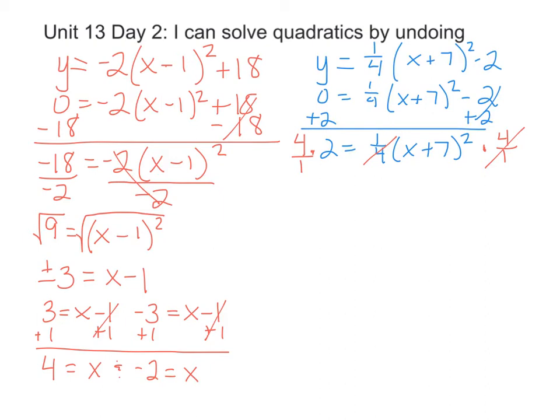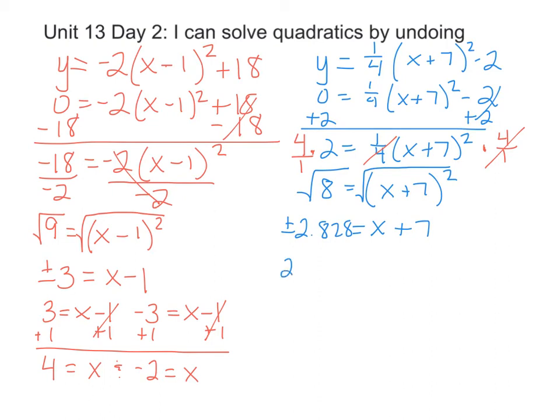8 equals (x plus 7) squared. Take the square root of both sides, and you've got x plus 7 equals, square root of 8 is plus and minus 2.828. So 2.828 equals x plus 7, and negative 2.828 equals x plus 7.